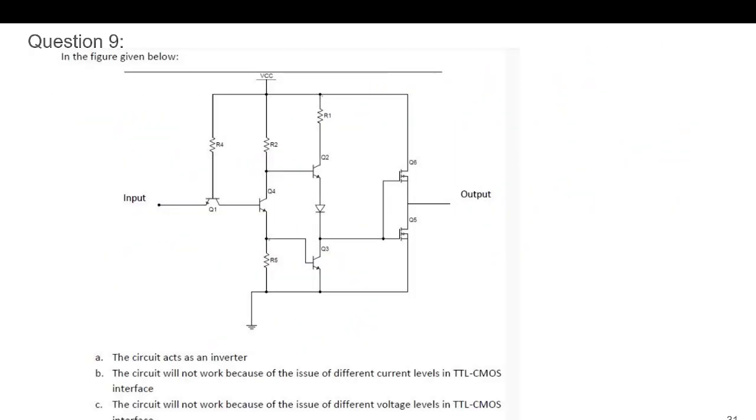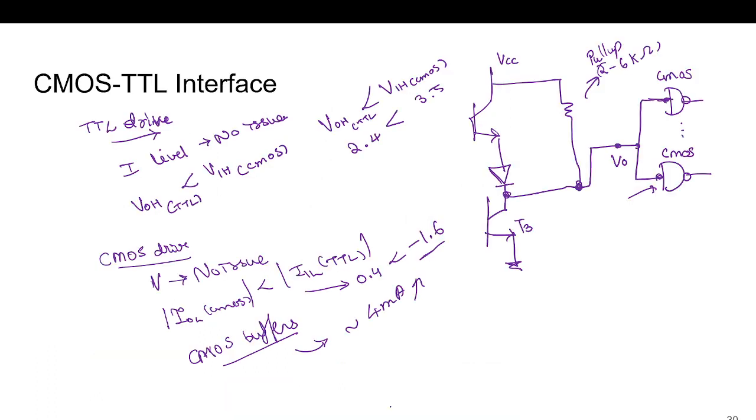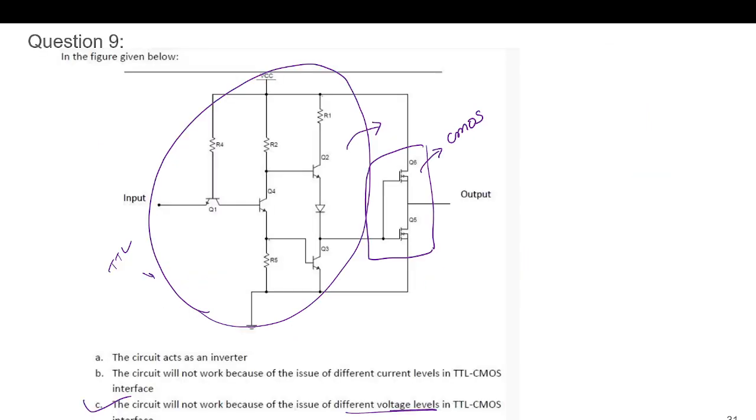So now we have seen that when we are interfacing, this logic is a CMOS logic, and this one is the TTL logic. Now we have seen this TTL is going to drive this CMOS logic. So the circuit will not work because the voltage levels are different. When the TTL is driving, the voltage is a problem, so we need to add this pull-up resistance. Here there is no such pull-up resistance, so this is the answer.